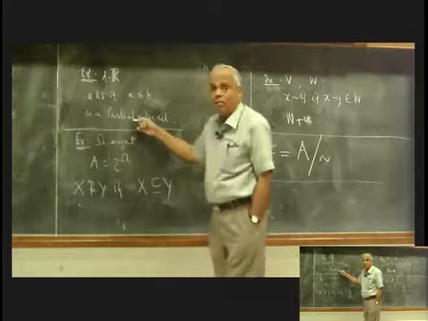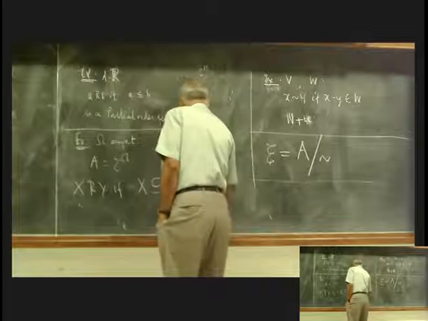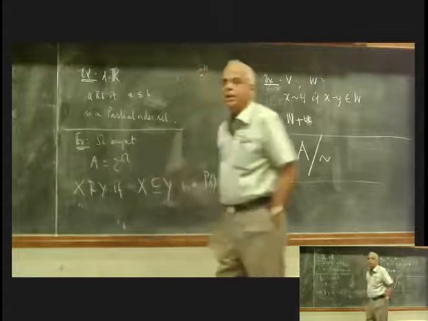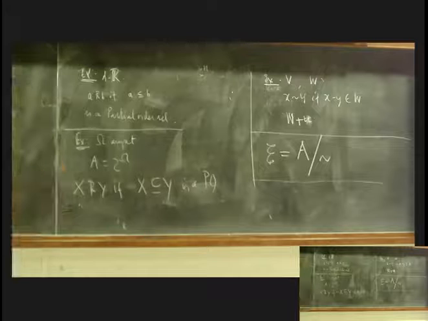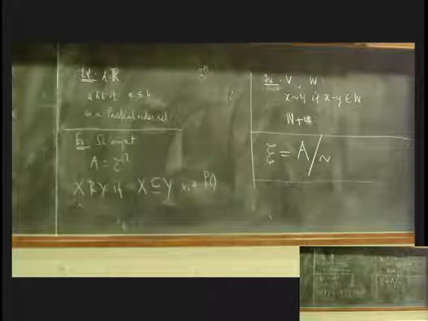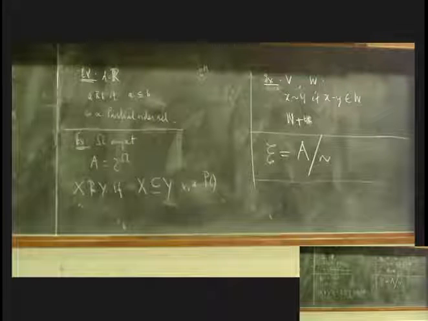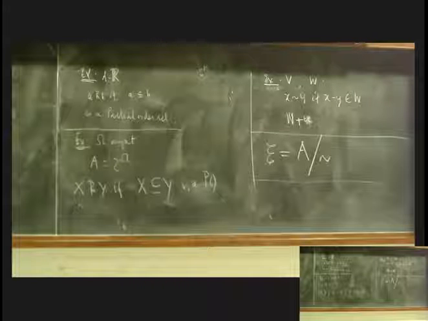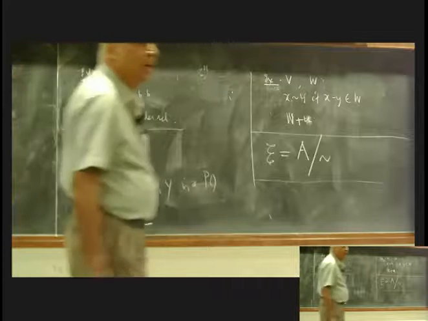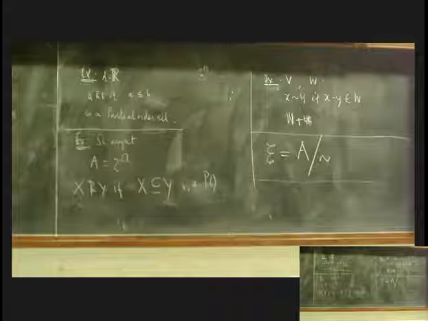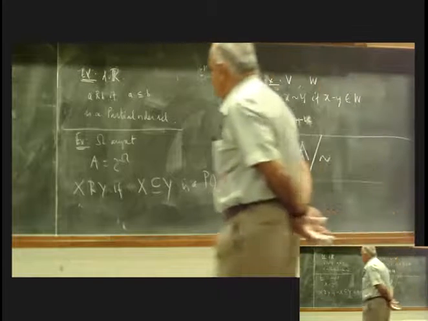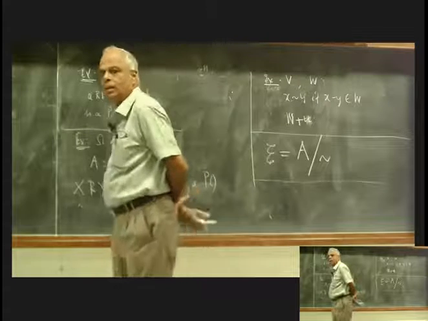The law of trichotomy, this is also a partial order. But given any two real numbers, either A is less than or equal to B, or B is less than or equal to A. Given any two real numbers, one of them must be related to the other. Whereas that is not true here.